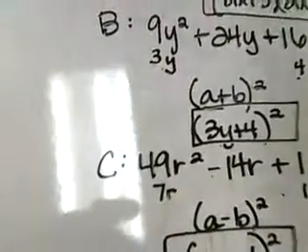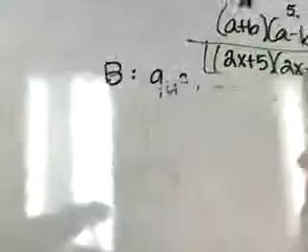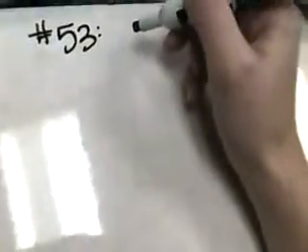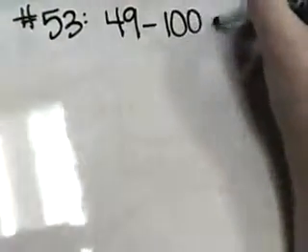Okay, so let's practice some of those from the homework. Take a look at number 53. 53 gives me 49 minus 100a squared.